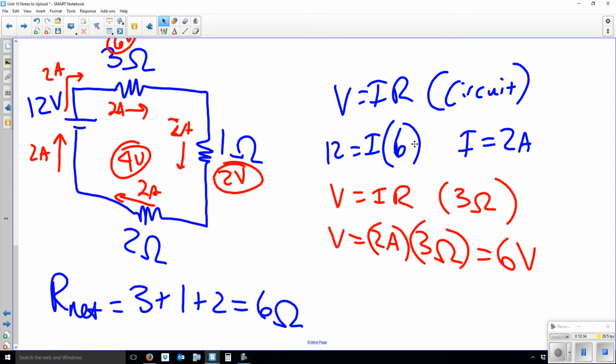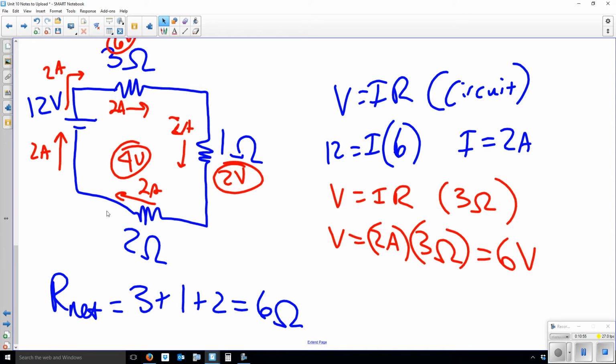So because this is a series circuit, only because it's a series circuit, everywhere in this entire circuit gets that 2 amps. There's no way around. So those charges have to pass through every single one of them. Whatever comes out of the battery must pass through this one, this one, this one, and must go back into the battery.